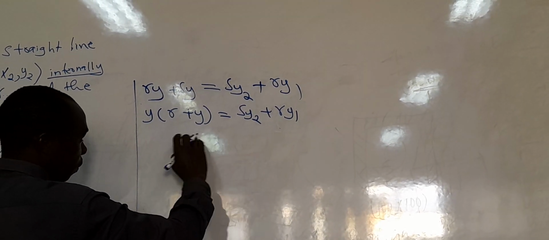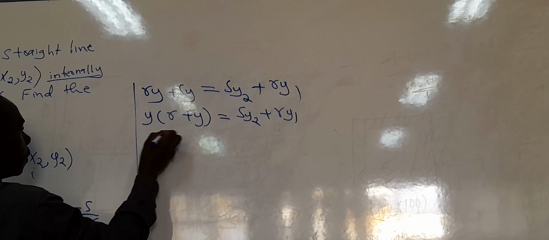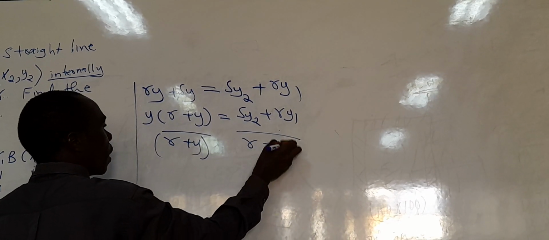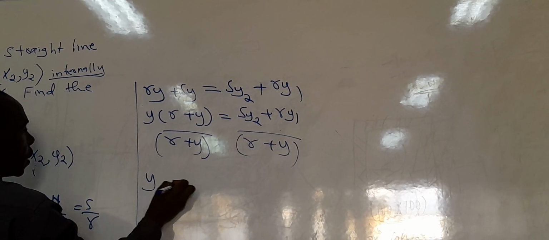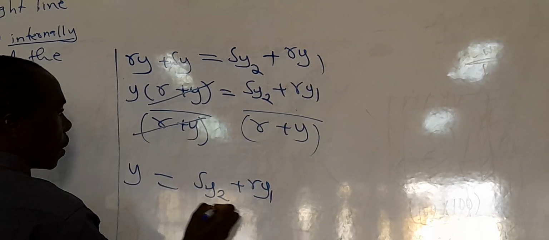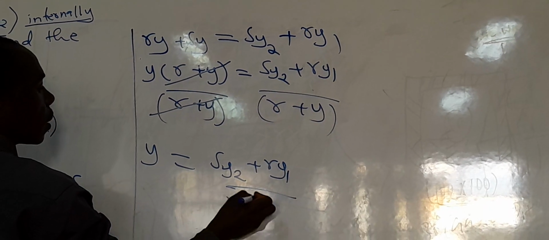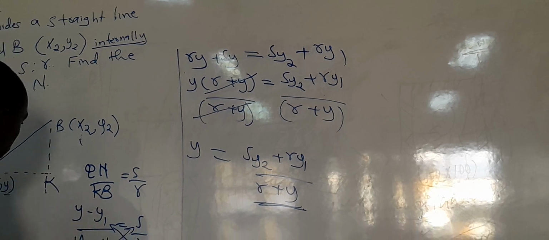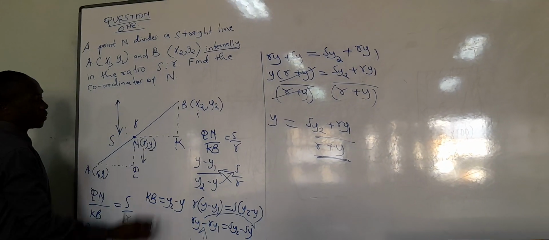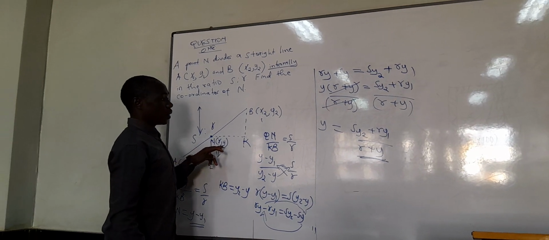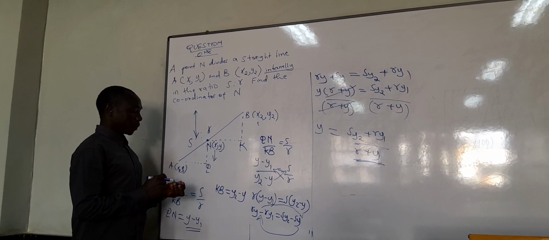Then we divide both sides by R plus S, and the y coordinate will be Sy2 plus Ry1 over R plus S. So that's how you get the next point, which is point N. So the coordinate of point N, the y side. So that's how we do the sum.